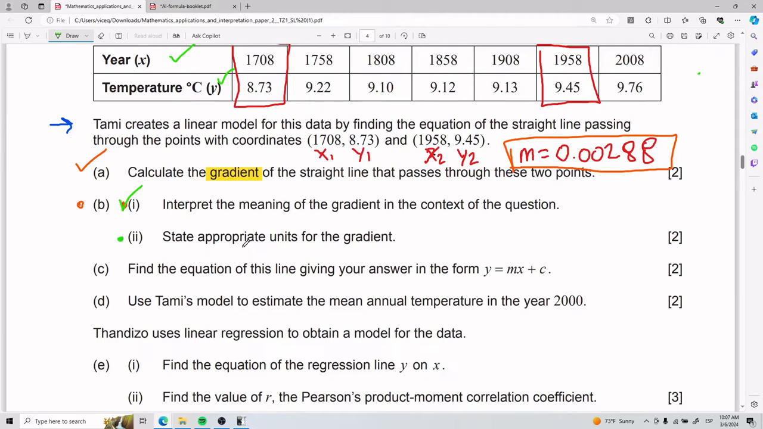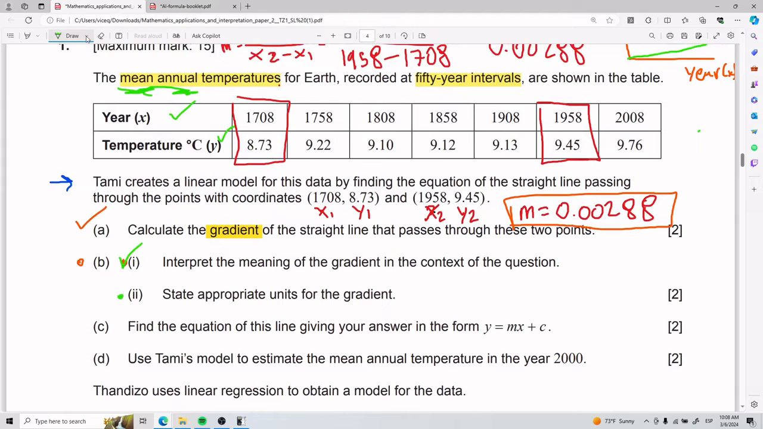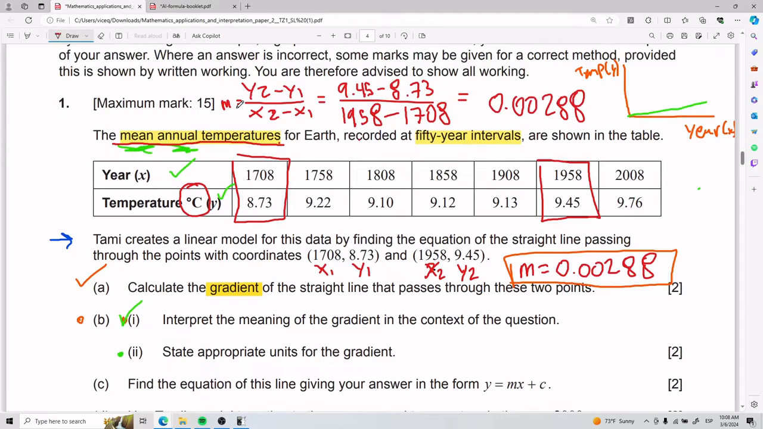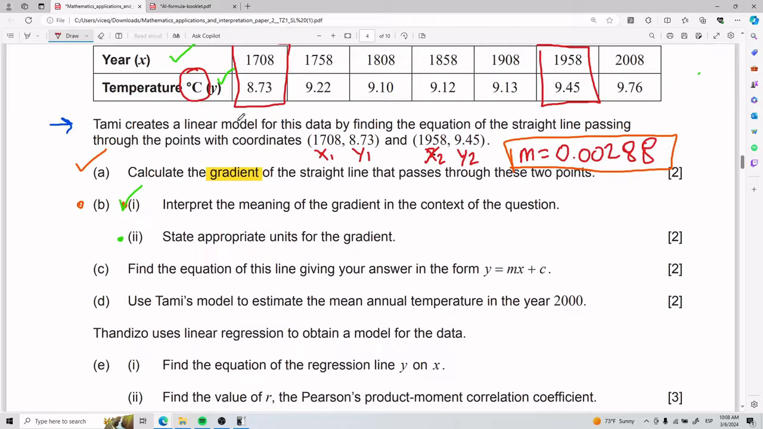For part II, we need to state appropriate units for the gradient. Again, part B is a full-on context question. So what units am I working with? Well, we already noticed earlier that we have mean annual temperatures. But in what? In Fahrenheit? In Celsius. Okay, so we're going to be talking about Celsius. Every how much time? Every year. All right, let's boil this down a little bit.